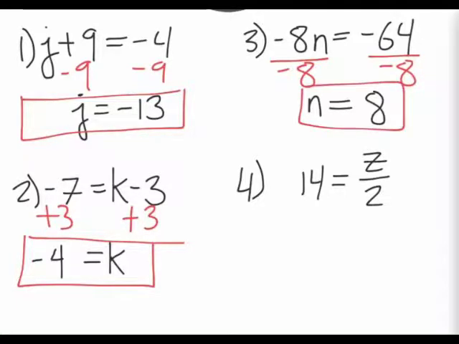All right, finally, let's look at number 4. Our unknown z is being divided by 2. So in order to move the 2 to the other side of the equation so that we can isolate the z, we have to do the opposite of dividing, which is multiplying both sides of the equation by 2. Divide by 2 and multiply by 2, that means that they're both canceled out, leaving us with just z on the right-hand side of the equation, and then 14 times 2 is 28.